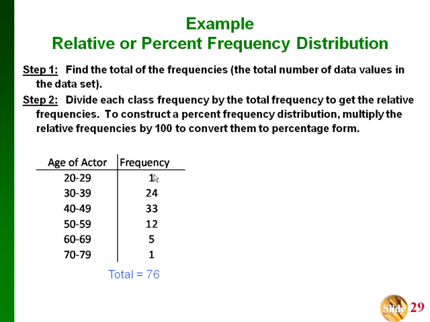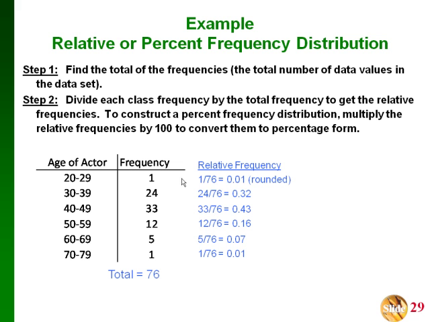Next, we're going to take each frequency of each class and divide it by 76 to get our relative frequencies. So for this first class, 1 divided by 76 is 0.01. And notice on all of these I rounded to 2 decimal places. You will usually have some kind of clue as to how many decimal places you're supposed to round to. In this one, I chose to round them all to 2 decimals. So for each one of these, we divided by 76, rounded to 2 decimal places, and that gives us our relative frequency.